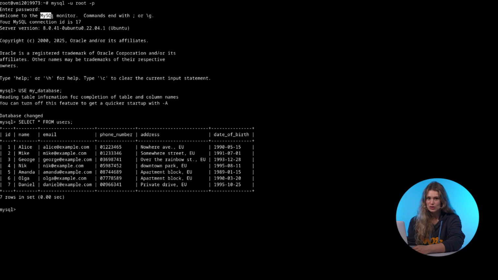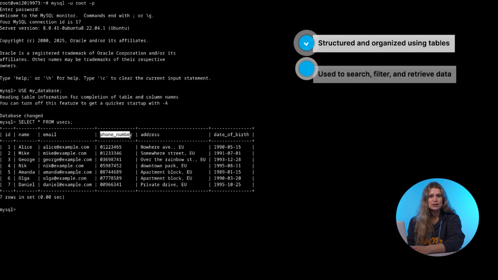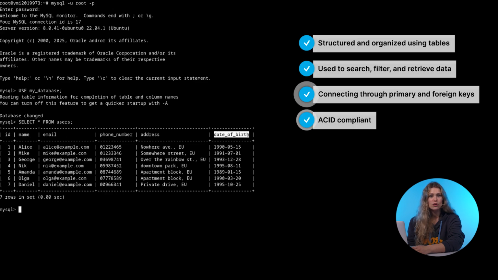Let's start with SQL. SQL, or structured query language, is used in relational databases where data is stored in tables with rows and columns, just like a spreadsheet. SQL databases are structured and organized using tables with predefined schemas. They use SQL for queries, so they are easy to search, filter, and retrieve data.